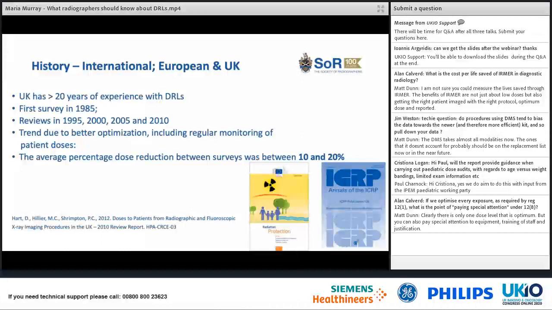And the average percentage dose reduction that was seen between these 5 year intervals was between 10 and 20%. That's good for patients, but also it's good in terms of our practice, and we're still able to answer that clinical question by reducing the dose to patients. Two very important documents, of which I've given you the links at the end of the talk, are the ICRP from 1990, and the yellow one is the European Commission Report 185 on the use of DRLs. Both make interesting reading. Do go and have a look at them.